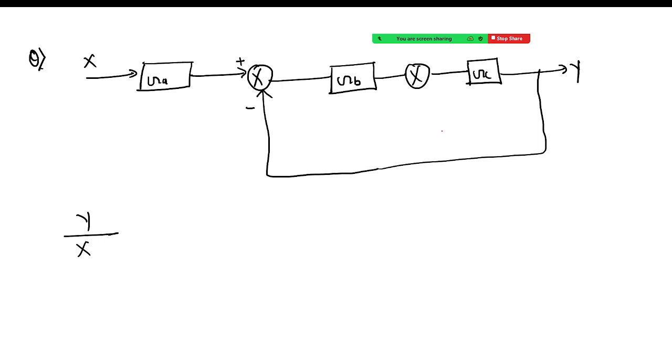So how will we solve this problem? Right now I told you this is a closed loop transfer function, right? So how can I calculate? How can I solve the transfer function of this closed loop?